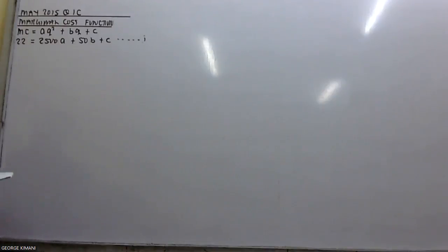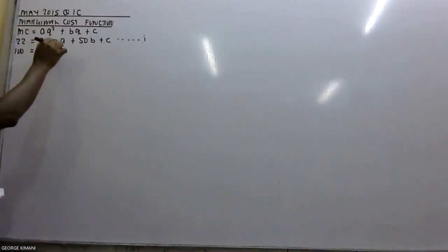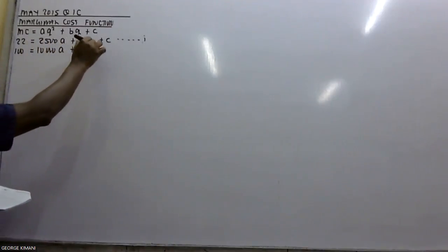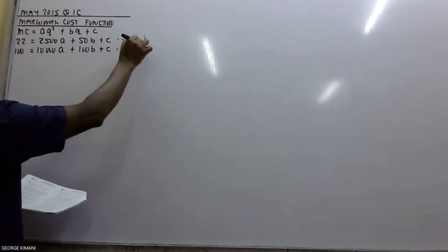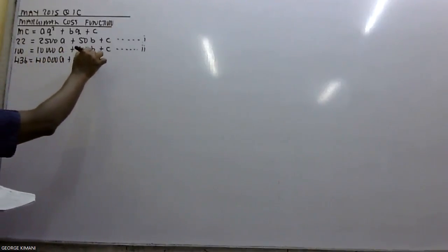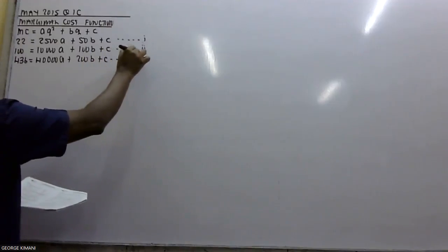The next one is 100 squared, which is 10,000. So 10,000A plus 100B plus C is equation 2. For the next one, 6 equals 200 squared, which is 40,000A plus 200B plus C. And that is equation 3.